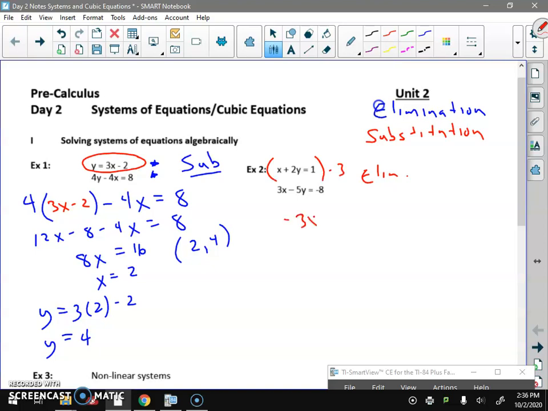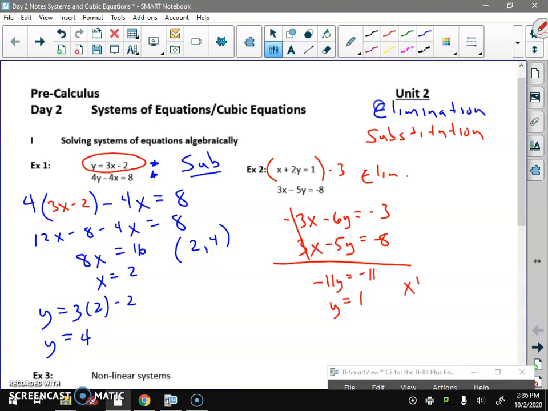Negative 3x minus 6y equals negative 3. Bring down the other one. Positive 3x minus 5y equals negative 8. Combine these 2 equations, totally legal. 3x minus 3x is gone. Negative 11y equals negative 11. y equals 1. And again, don't forget, I'm just finding the y of the ordered pair.